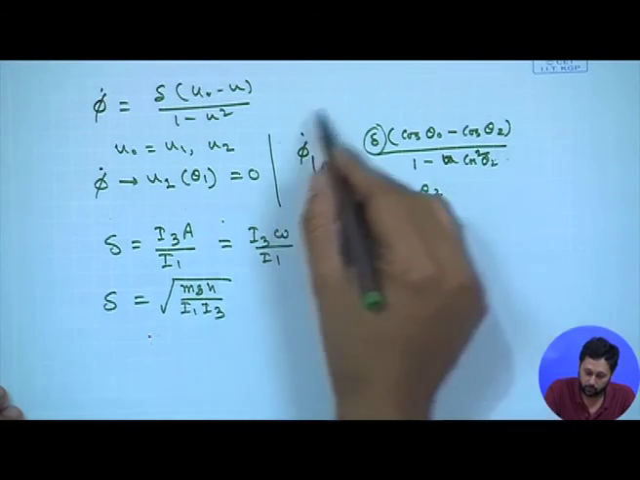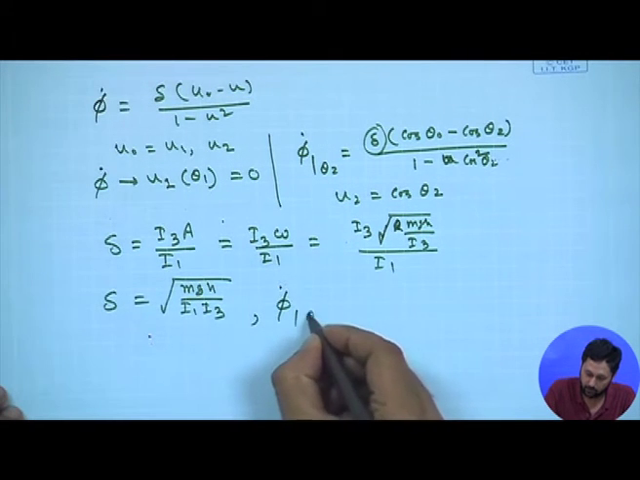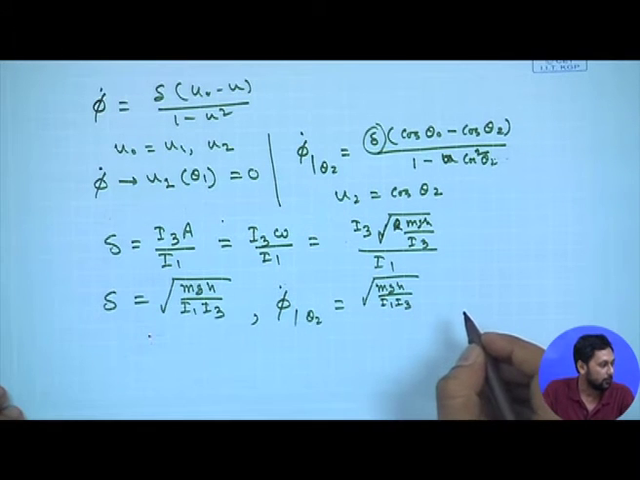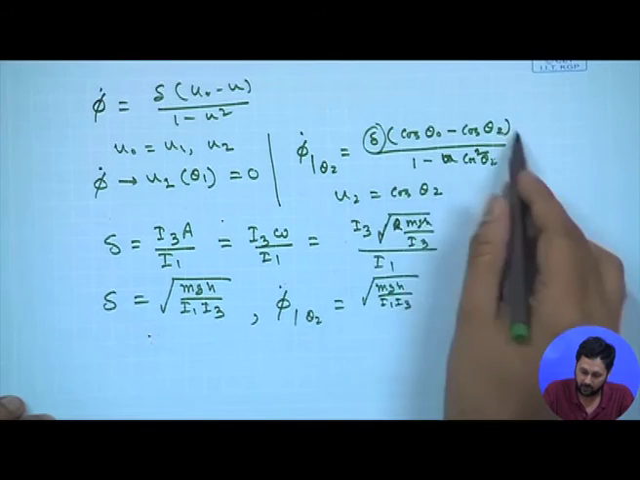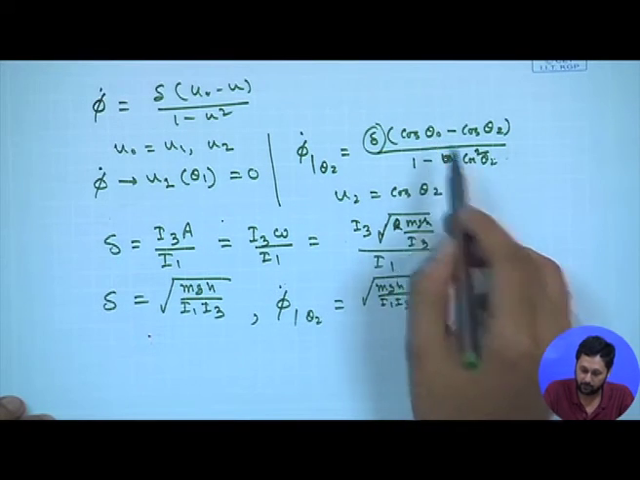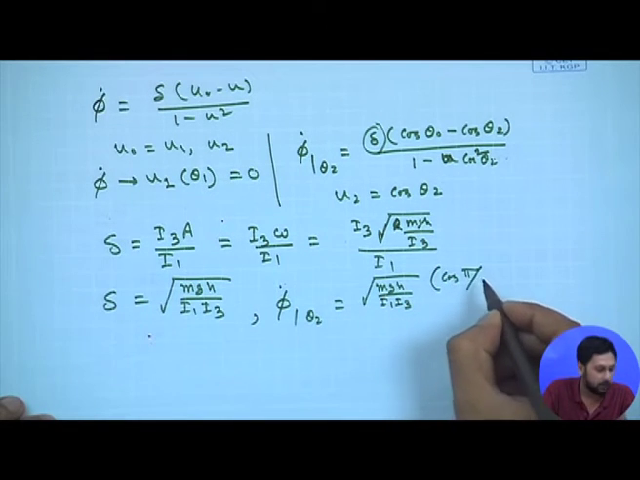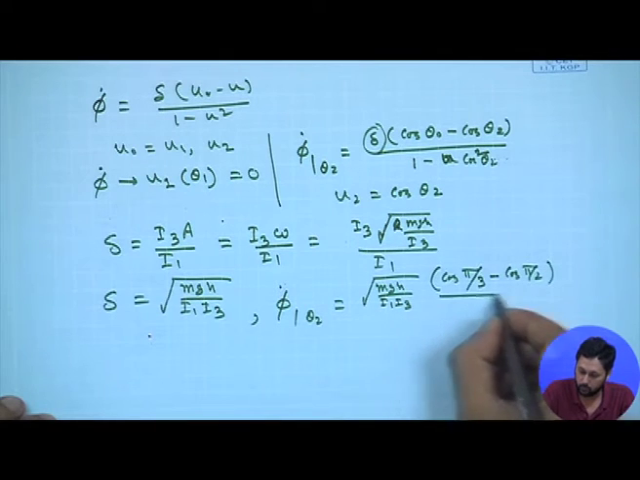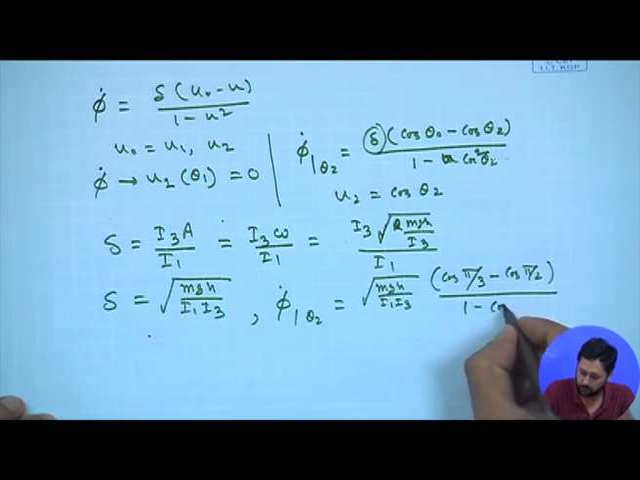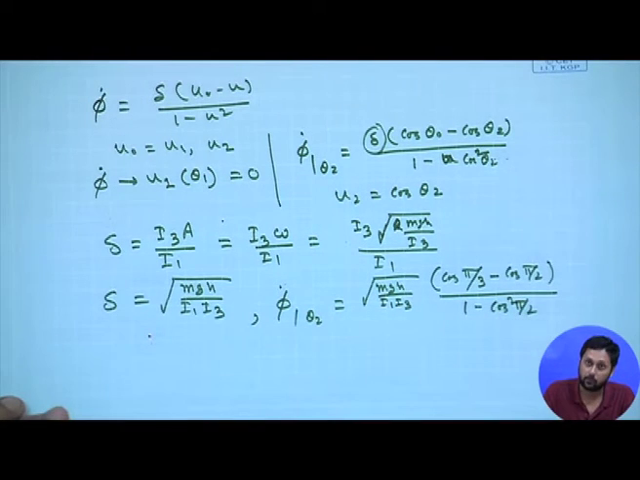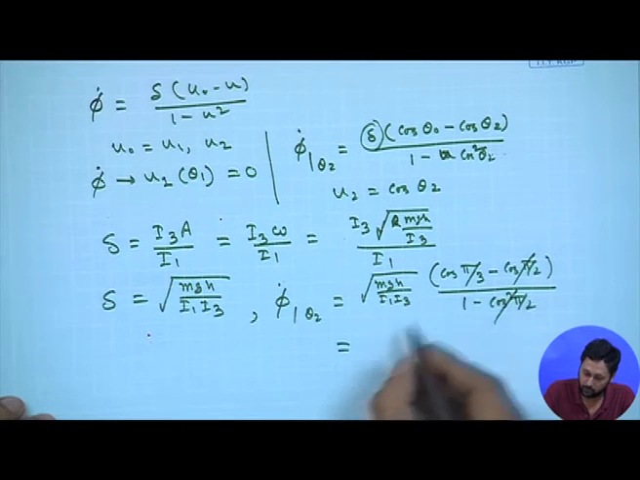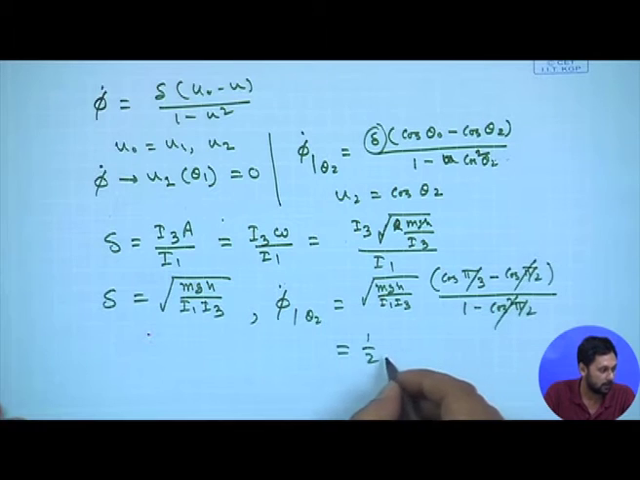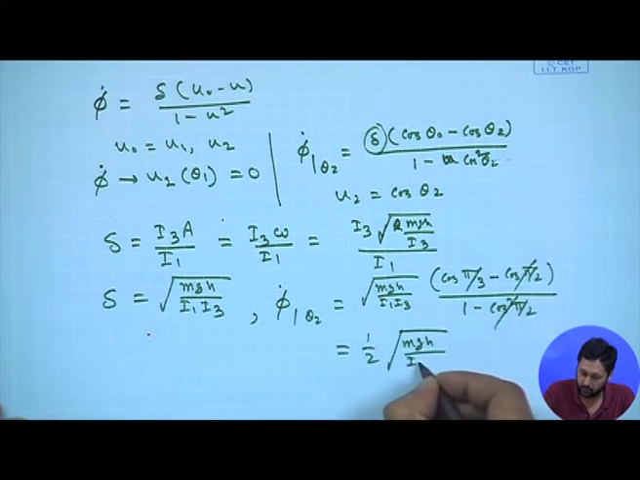Now, all you need to do is put this into this equation, which will give you phi dot at theta 2 is equal to root over mgh by I1 I3, and you kindly follow the values here. You have to put the values of theta 0 equal to cos pi by 3 minus cos pi by 2, cos pi by 2 is equal to 0, and it is 1 minus cos square pi by 2. Now, cos pi by 2 is equal to 0. So, this is very easy, 0. So, it is only cos pi by 3, pi by 3 is cos 60 degree, which is half. So, it is half root mgh by I1 I3. Okay.